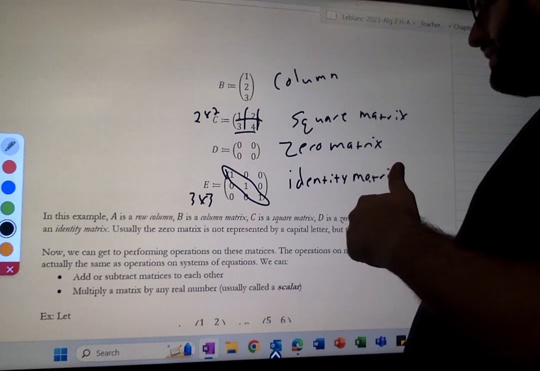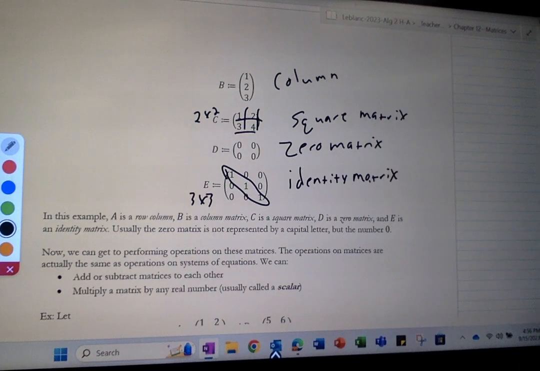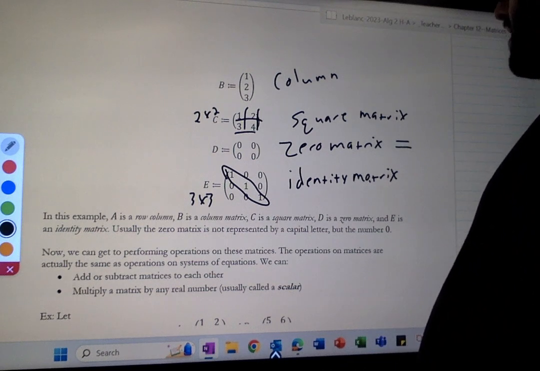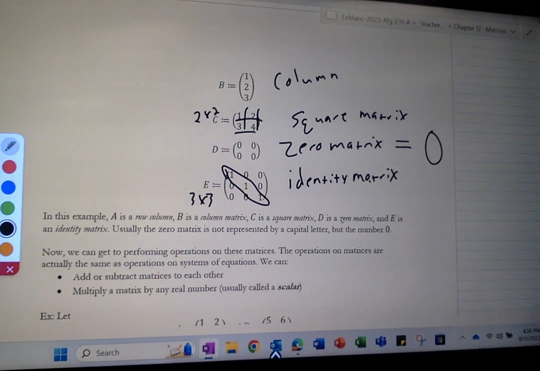Now, another thing I want to mention is the zero matrix. The zero matrix usually isn't given by a capital letter. It's usually given by just a big 0. So that's the only exception to the rule on naming matrices. Okay. Now that we know a little bit about basic stuff on matrices, we can go ahead and talk about operations on matrices.